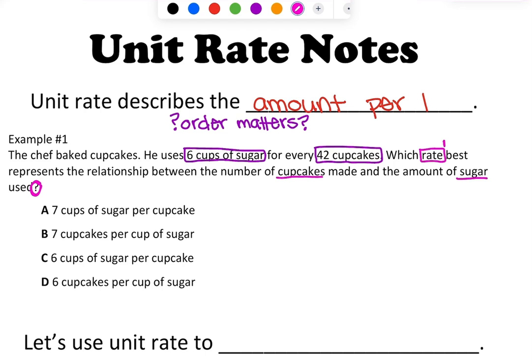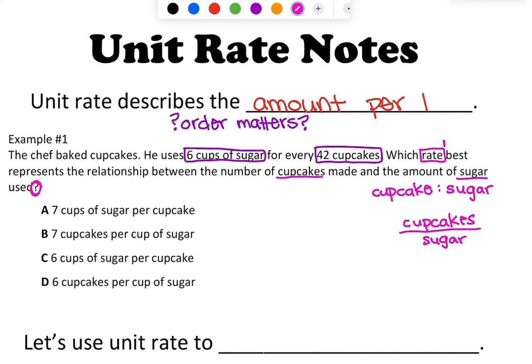So what we can do is we are going to write it like this. We're going to write cupcakes, and then we're going to put a colon in the middle. That's like a ratio, so rate. And then we're going to put sugar next. So cupcakes goes first, then sugar. And we can also write that like this, which is cupcakes. We can write it like a fraction. So cupcakes would go on top and then sugar would go on bottom. So now that we know the order, we can already get rid of our Joe Schmoes.